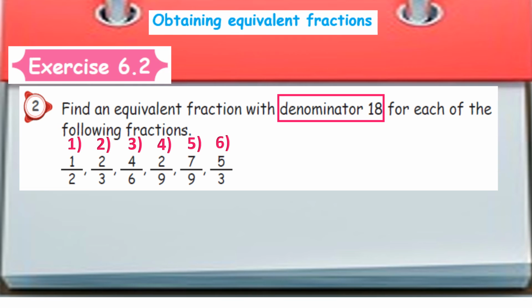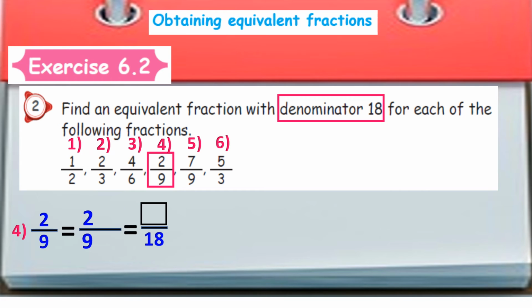Now we are going to see the fourth sum, 2 by 9. Get the hint of denominator 18. Just check it. Yes. So what number should be multiplied with 9 to get 18? Yes, you are right. Into 2. So at the top also I am going to multiply with 2. So 2 twos are 4. Right? Fine. So come to the fifth sum.